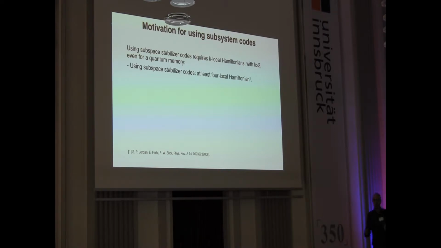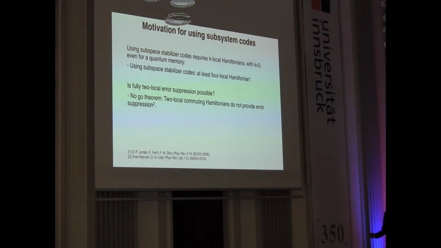What do I mean by local? For example, I say 2-local when I have 2-body interactions, 3-local when I have 3-body interactions, and so on. And even if I don't want to perform any computation, and it's just a quantum memory, with no quantum computation, in the original paper it was already shown that using the regular stabilizer codes, I need at least 4-local Hamiltonians, which I assume experimentally we don't like. We prefer to work with simpler things to implement.